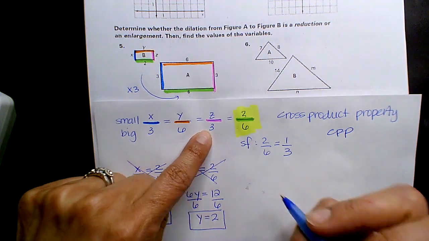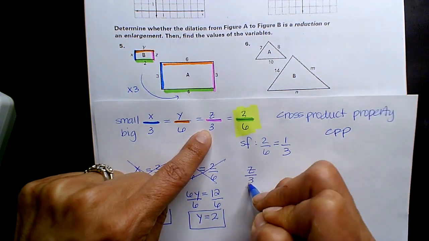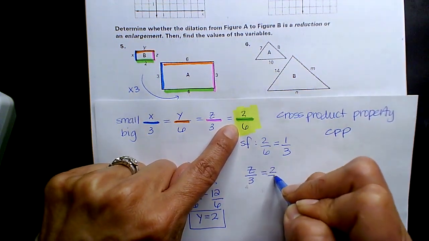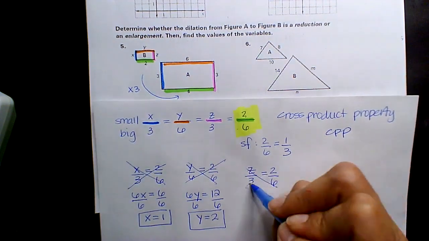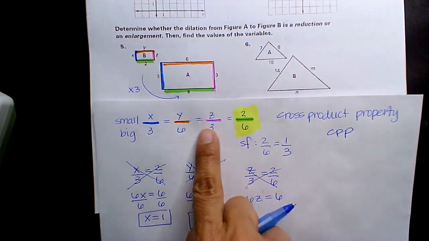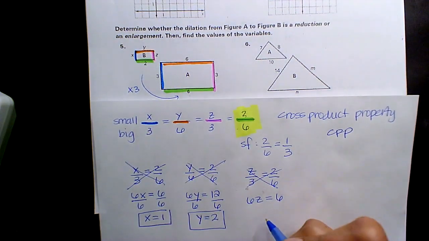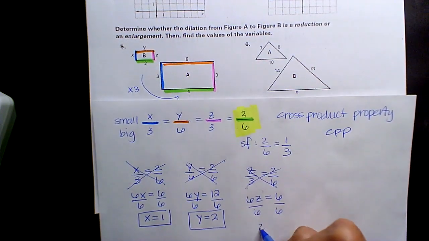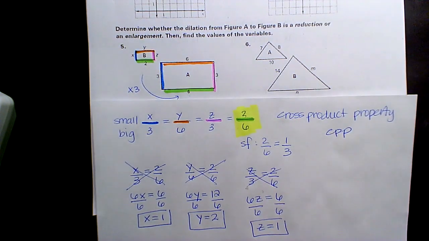And now how do I solve for z? Take that ratio, set it equal to your scale factor. So you have to know what your scale factor ratio is, because it's what you use to find z. And so divide by 6, and I get 1, and that's it.